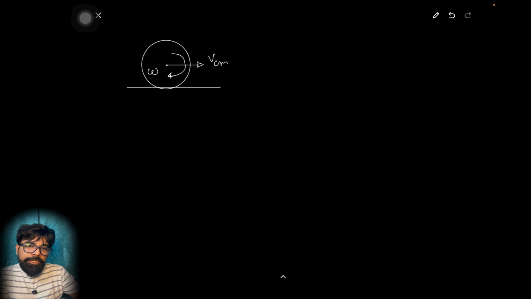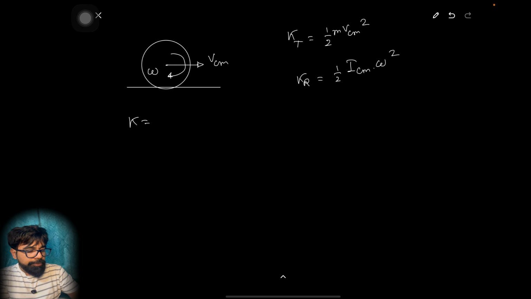So if the body is having translation, what will be its translational kinetic energy? It's going to be half m VCM square, and what will be its rotational kinetic energy? It will be half ICM, which is the moment of inertia about the center of mass, into omega square. So the combined kinetic energy of the body is translational kinetic energy plus rotational kinetic energy.